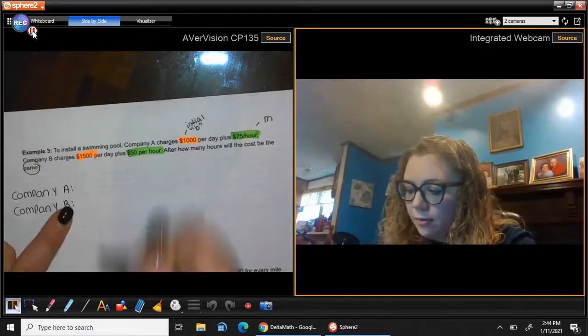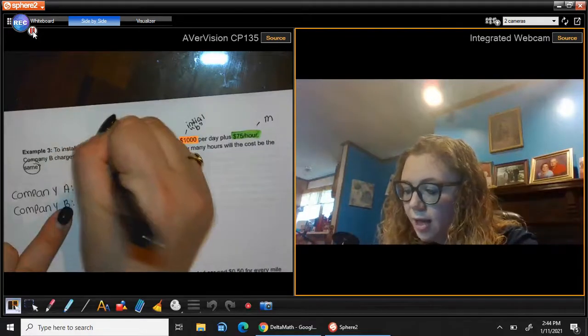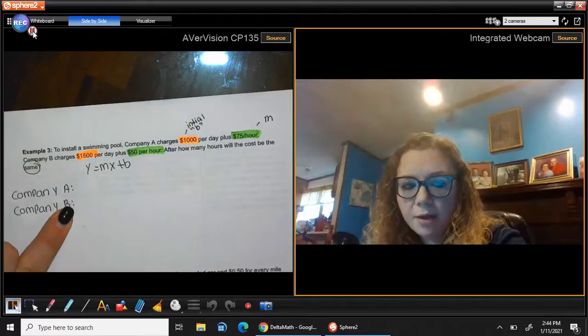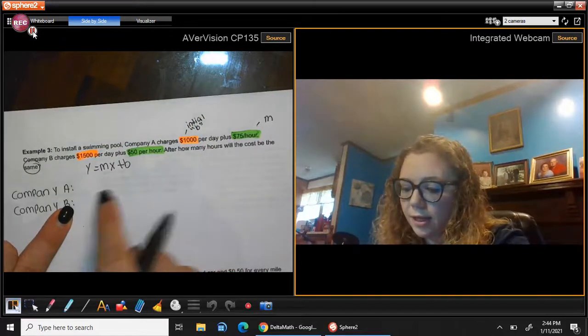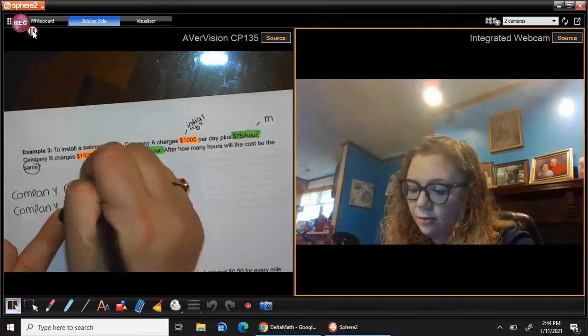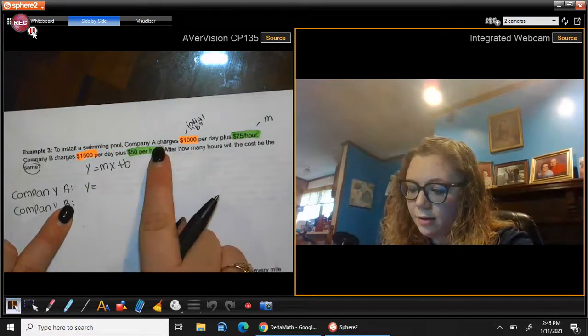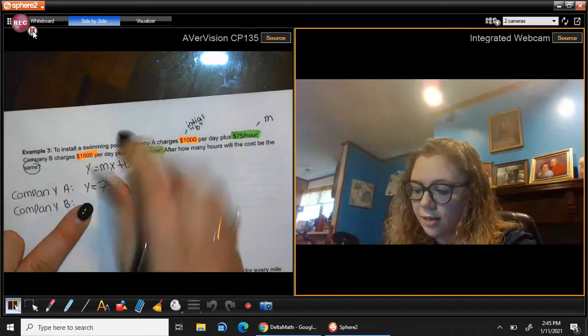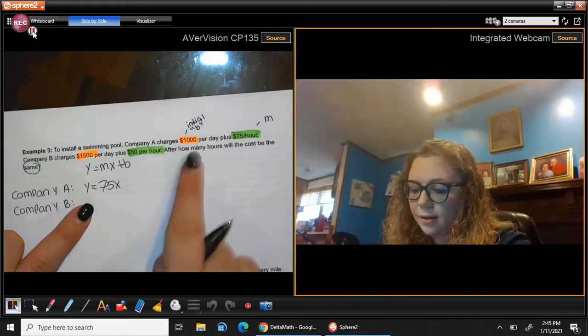Okay, so I'm going to write in slope-intercept form, and I'm not going to write out every single step because I did that before. So now we're just going to plug in. So I have y equals, what is my slope for company A? $75. Okay, and what's my initial value for company A? 1,000.